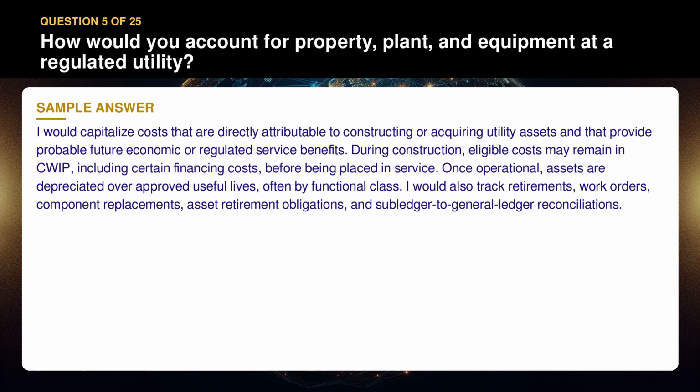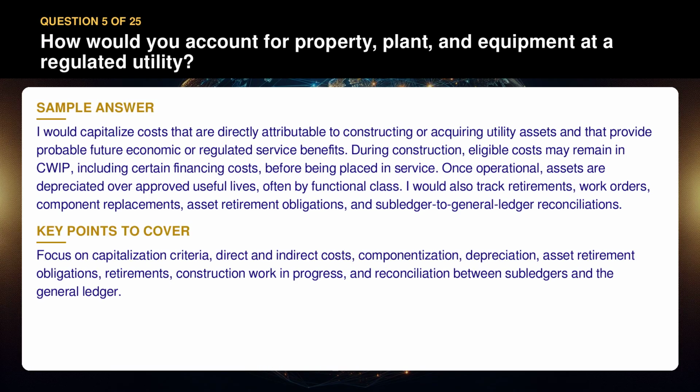I would also track retirements, work orders, component replacements, asset retirement obligations, and subledger to general ledger reconciliations. Focus on capitalization criteria, direct and indirect costs, componentization, depreciation, asset retirement obligations, retirements, construction work in progress, and reconciliation between subledgers and the general ledger.